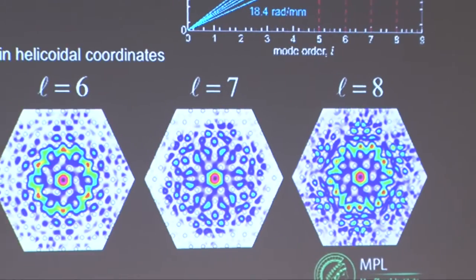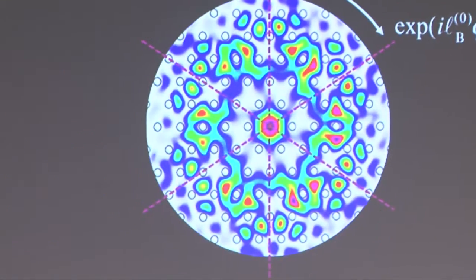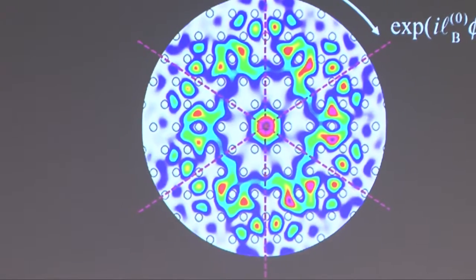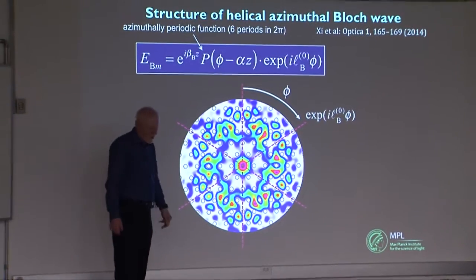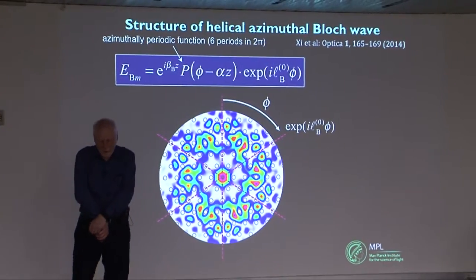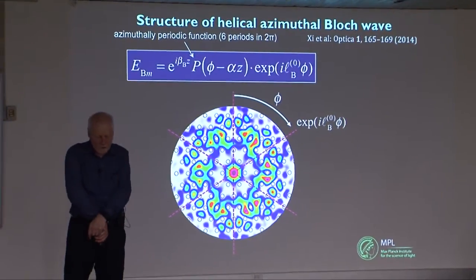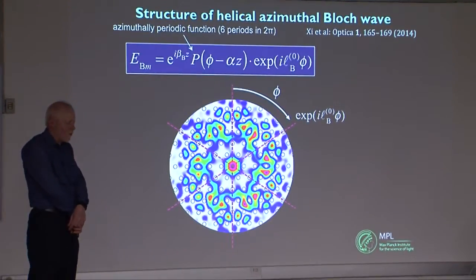So we explained it. Pretty much. So just coming back to this picture that I drew here, you can analyze this, you can think about these modes as what I call helical Bloch modes.